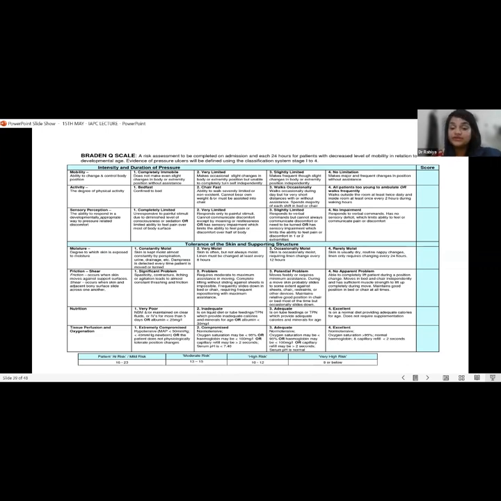Now, looking at the tolerance of the skin and the supporting structure. What is the moisture of the skin? Is there any friction or shear? What is the nutritional status of the patient? The tissue perfusion and the oxygenation. So accordingly, you can term a patient as mild risk, 15 to 18 score, moderate risk, 13 to 14, high risk, 10 to 12, and very high risk, 9 or below.